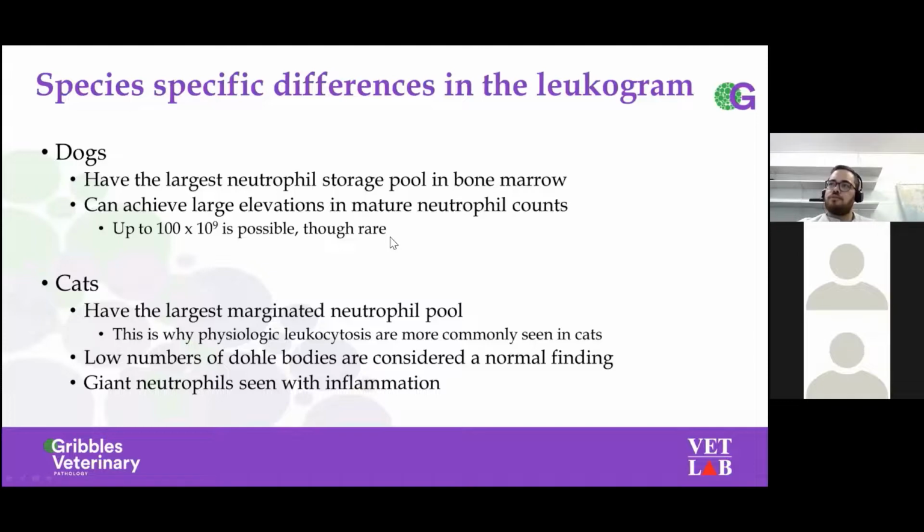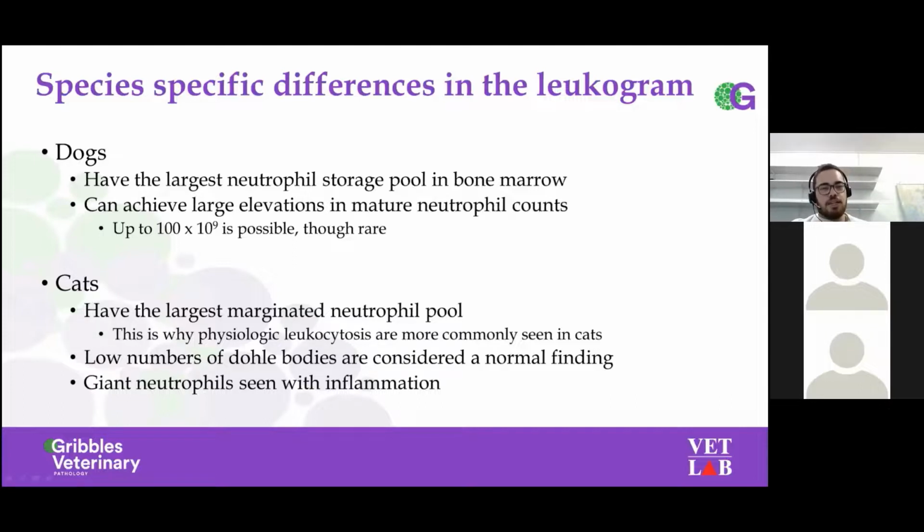So just moving through some species-specific differences to keep in mind when you're interpreting your leukogram. Dogs have the largest neutrophil storage pool in the bone marrow of our common veterinary species. And because of that, they can achieve very large elevations in their neutrophil counts. So a leukocyte count of up to 100 is possible, but it is very rare for it to happen.